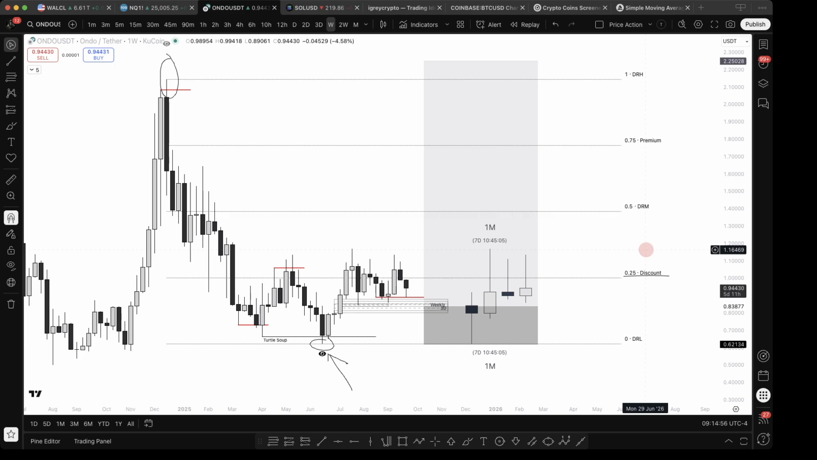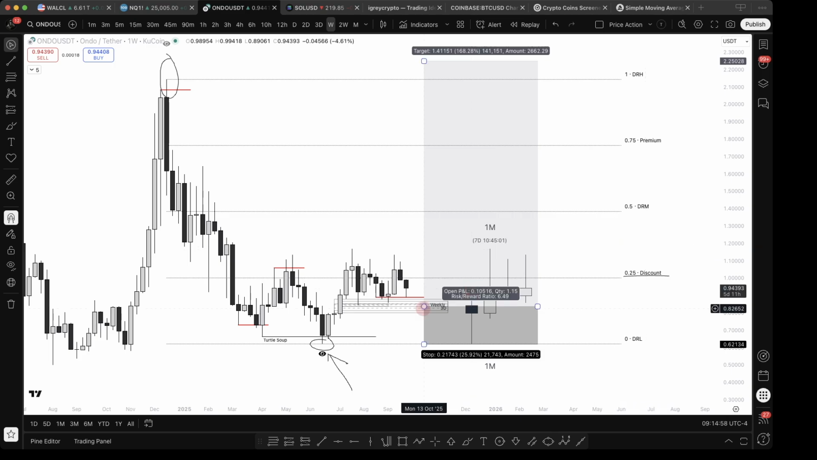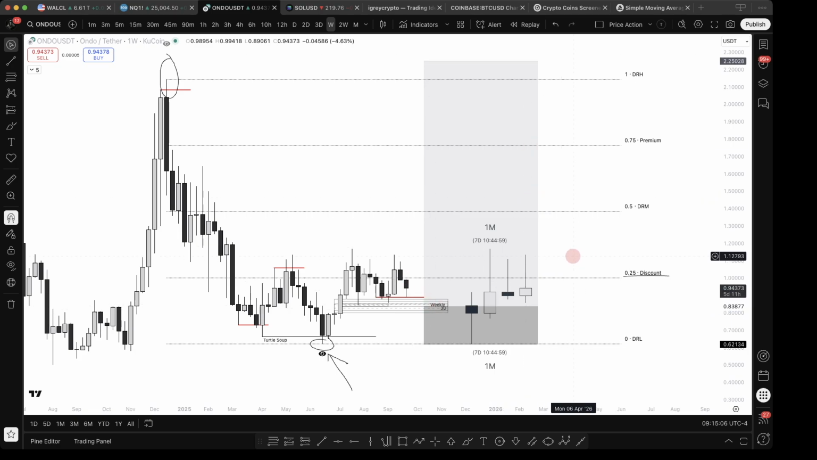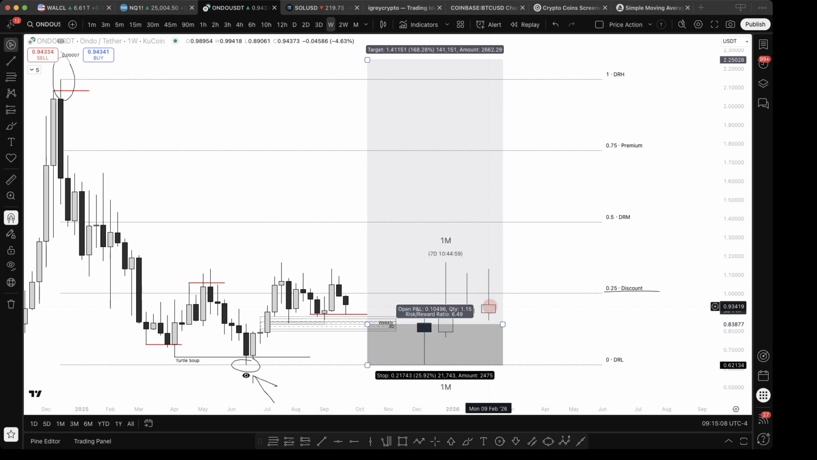So, as I said, I'm happy accumulating here. Spot positions, happy eyeing up longs on ONDO here, big swing longs. And that's kind of everything that can be really said for now.